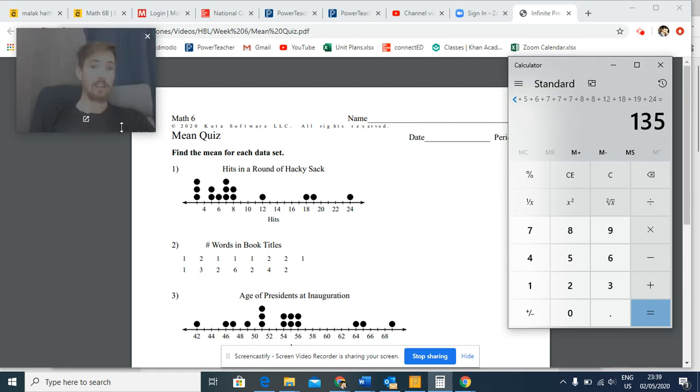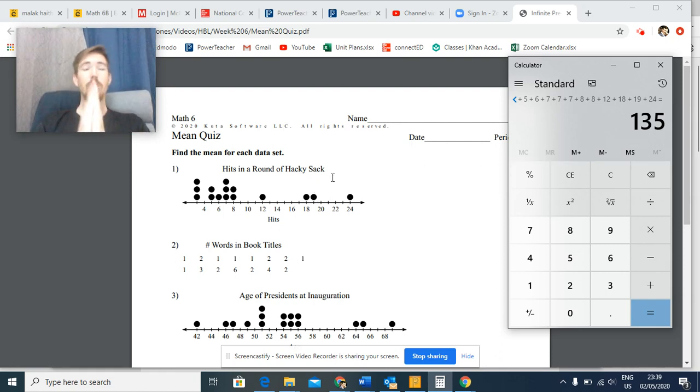Now we divide that. So that's the sum. That is the sum of all the data. We take all the data entries, we add them together, we get 135. Now we divide by the number of data entries. We count up the dots: 1, 2, 3, 4, 5, 6, 7, 8, 9, 10, 11, 12, 13, 14, 15. So we divide by 15, and that gives us 9.